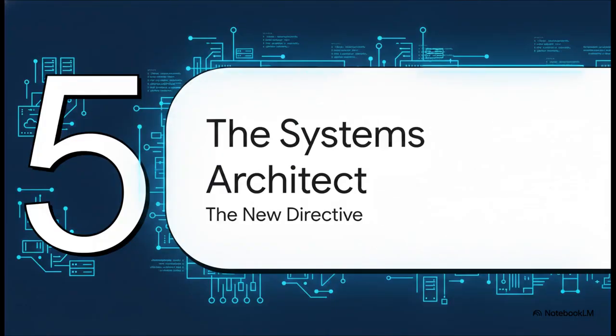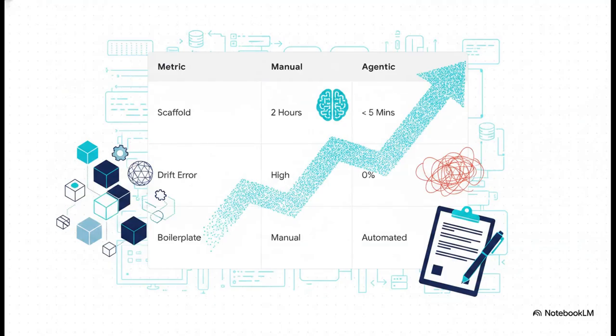And that brings us to our final section, Part 5, the Systems Architect, the new directive. So what does this massive leap in speed and accuracy actually mean for your daily engineering workflow? Well, looking at the hard architectural metrics collected across standard interface rollouts, the data proves the absolute dominance of this new workflow. Feature scaffold time drops from 2 hours, or sometimes a full day, down to less than 5 minutes. The API drift error rate plummets from incredibly high to literally 0% because schema validation is totally synchronous. And boilerplate generation shifts from manual line-by-line typing to being 100% automated through LLM reasoning.